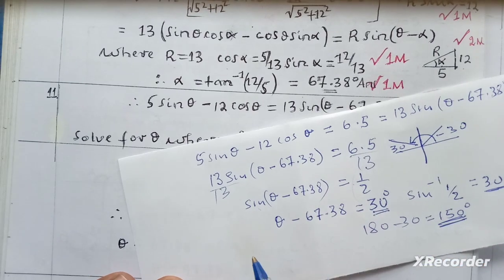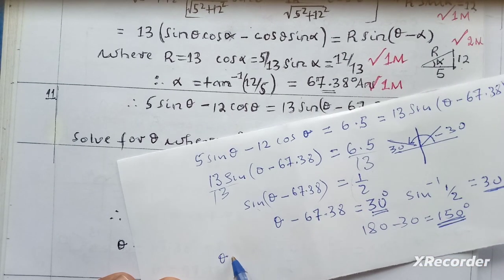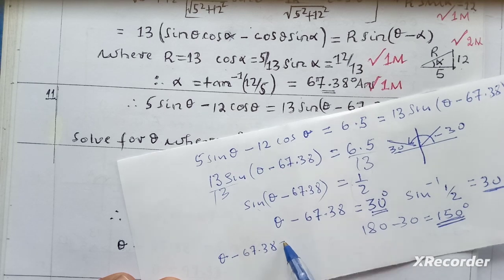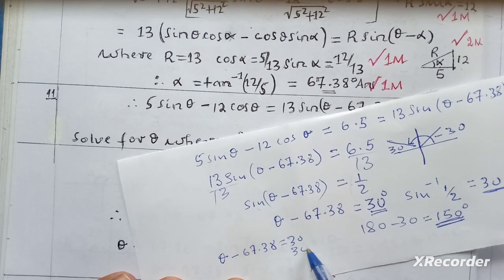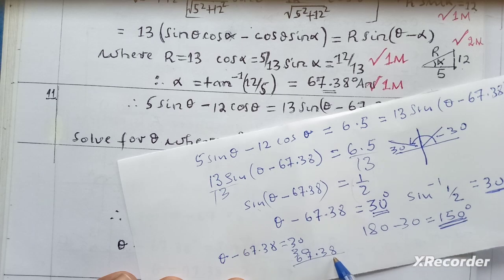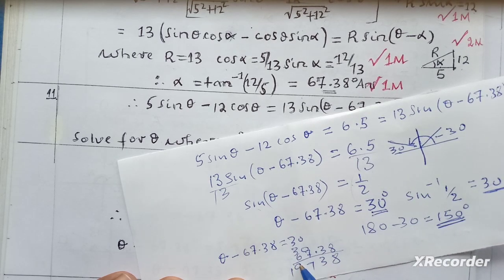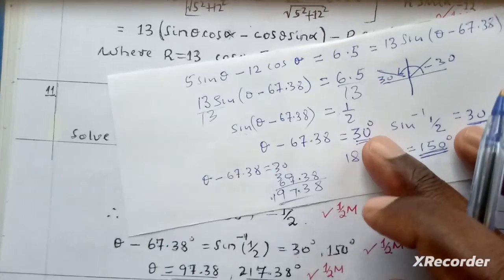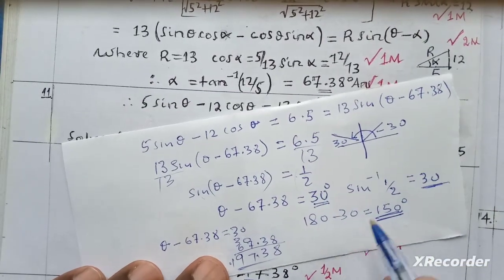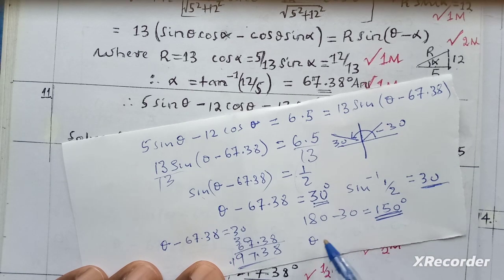So from there, theta minus 67.38 equals 30. We get our theta as 30 plus 67.38, which gives us 97.38 degrees for that.